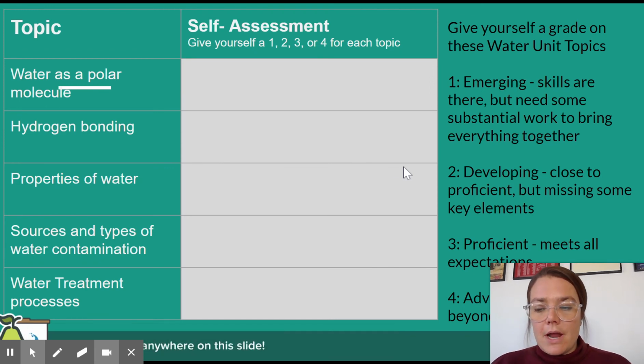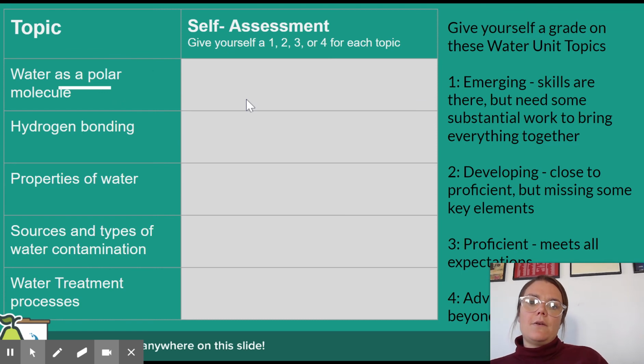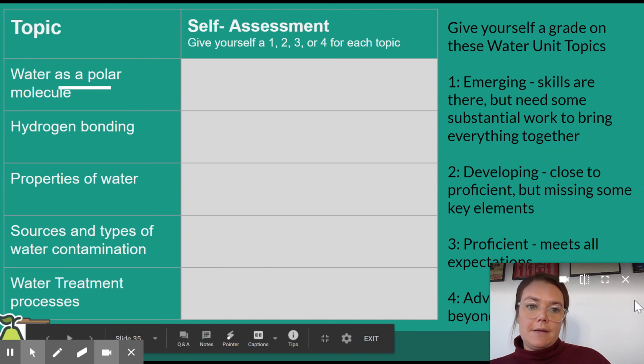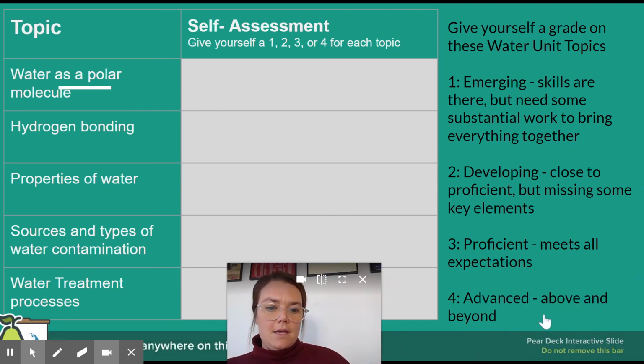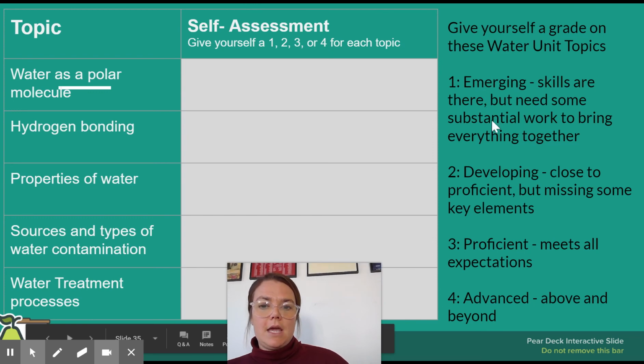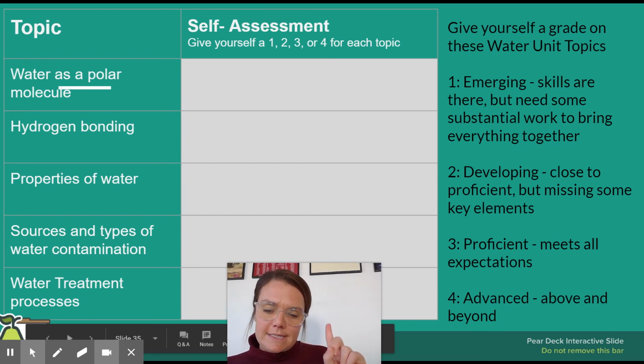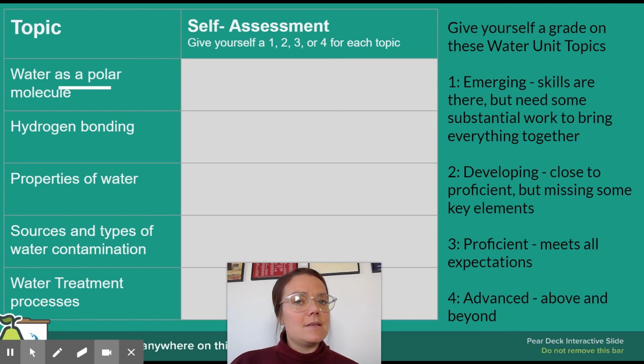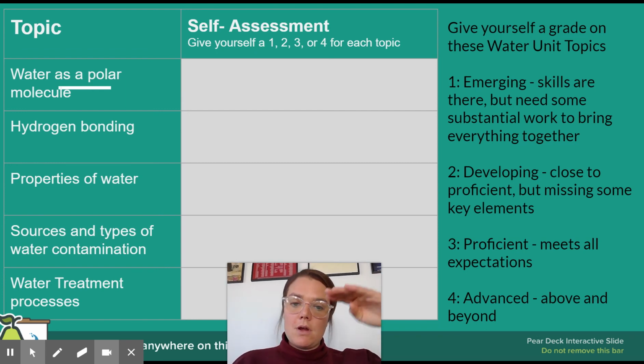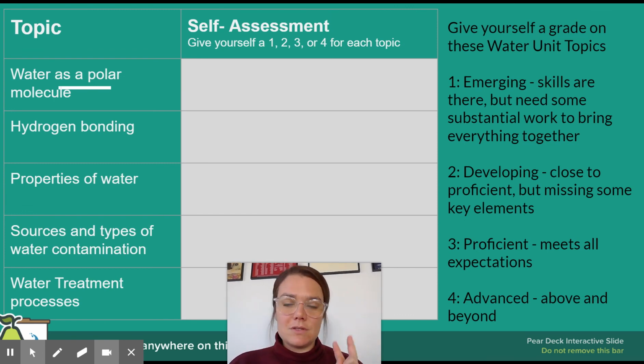And to finish out for your exit slip, what I want us to do is to take a second to self-assess on these 5 topics related to water that we've been covering. And what you're going to do is rank yourself based on this scale. So 1 is emerging. We've used this scale before. 1 is emerging, meaning that some of the skills are there, but you need a lot of work to really show mastery and understand that topic. 2 is you're a step above emerging, but you're not quite proficient yet. You're still missing some questions. You still aren't entirely sure.